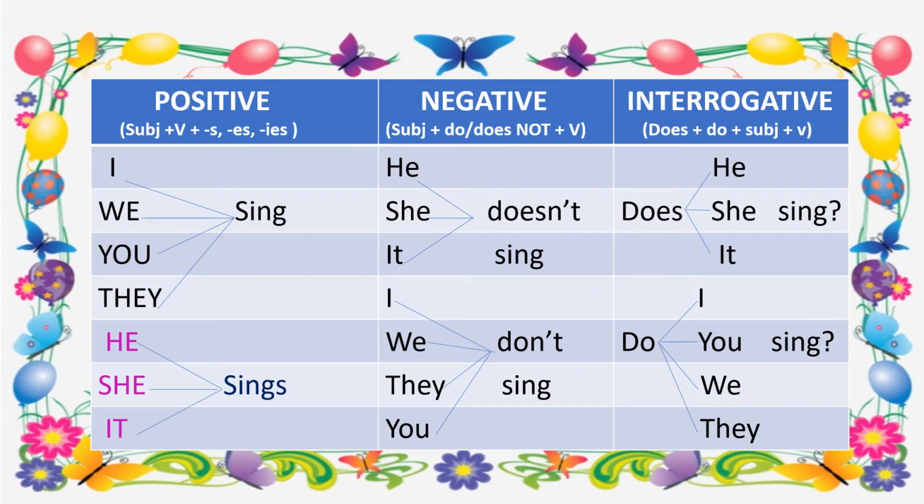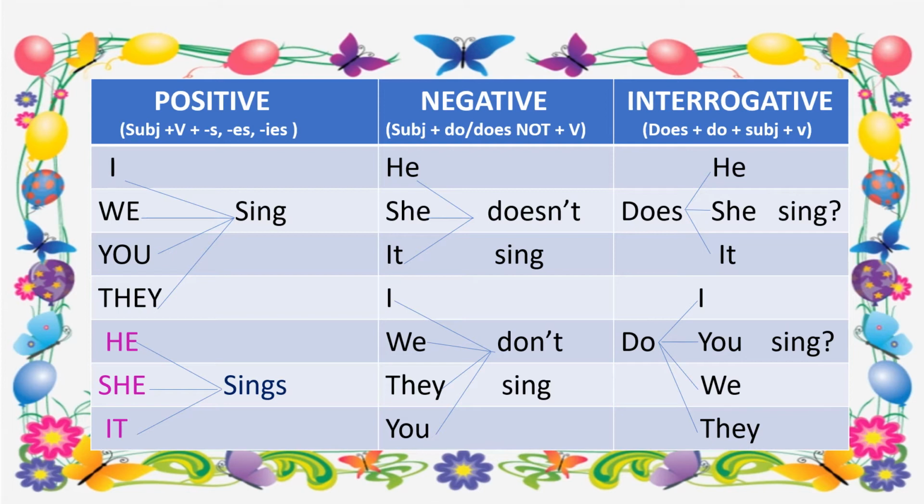Now let's summarize the positive, negative and the interrogative sentences in simple present tense by looking at these examples. Here you can see with I, we, you and they, we use the verb sing. Whereas if we use the pronouns he, she and it, the verb will undergo a change where the word sing is added with the suffix s. So the word becomes sings in the positive form. In the negative form, for the pronouns he, she and it, we have to add do or does plus not plus the verb.